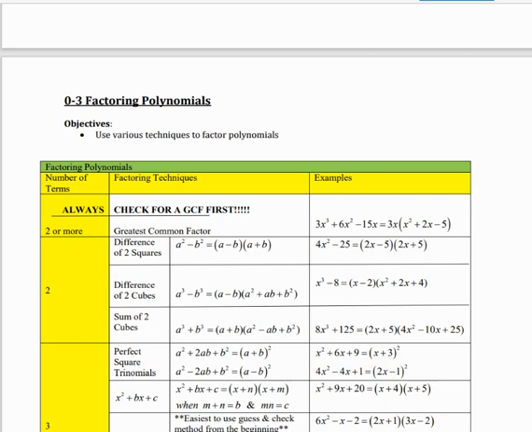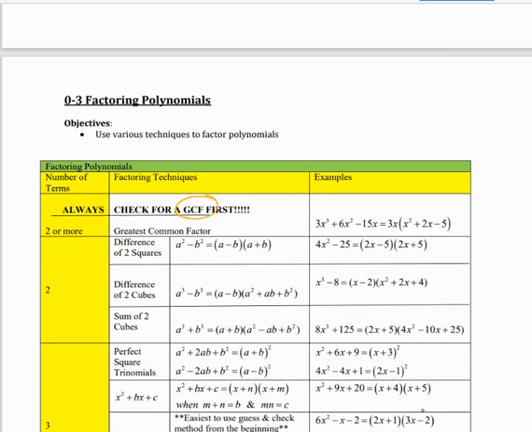The first thing, no matter what we do, is we always check for a GCF first, okay? No matter what, whether there's 2 terms or 10 terms, always check for a GCF. What does GCF stand for? Greatest common factor. So if you look at the example to the right, we have 3x cubed plus 6x squared minus 15x. And if I look at that trinomial, I look at what they have in common. And they have in common a 3, and they all have an x. So that's why we pull out a 3x. And then what's left is x squared plus 2x minus 5. So always check for GCF.